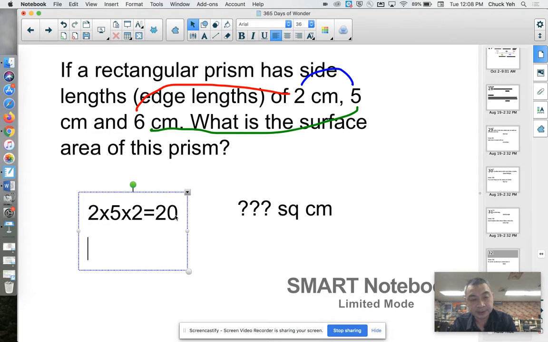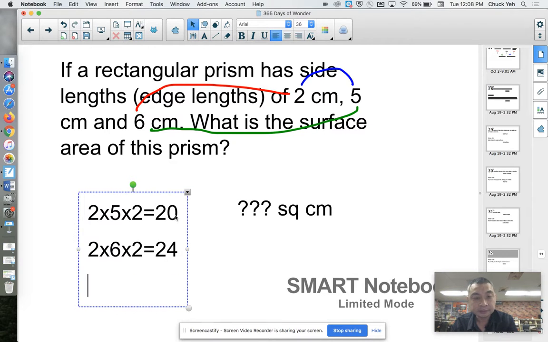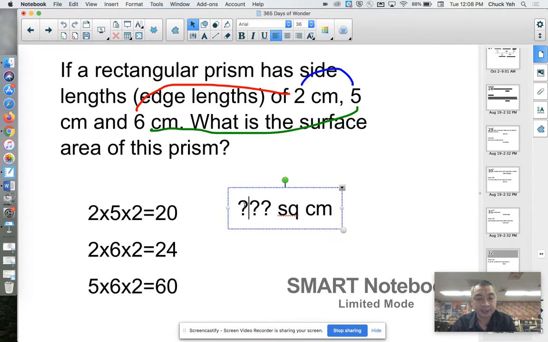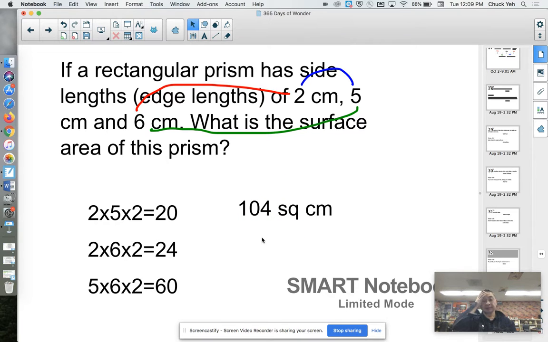And then the next one we can say 2 times 6 times 2. That is 24. And then the last one is 5 times 6 times 2. And that is 60. So if you add it together, then that's 104 square centimeters. Okay? So do you see that? We're just multiplying the sides, a combination of all three. And then times 2 because there's 2 sides of each.